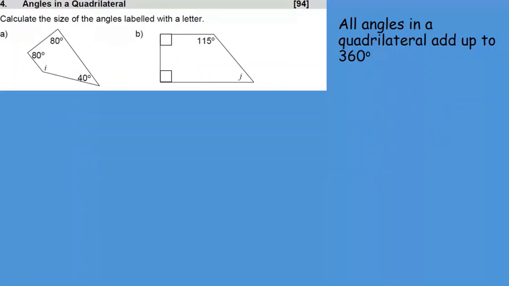Okay, so welcome back. Let's have a look at question 4 now. So while you're having a go at those, pause the tape.